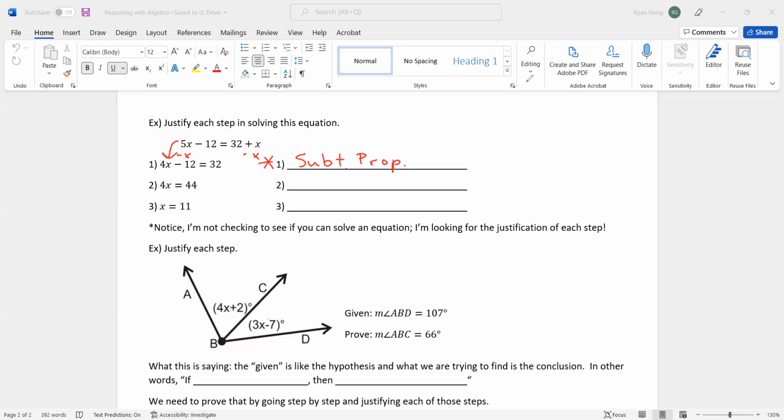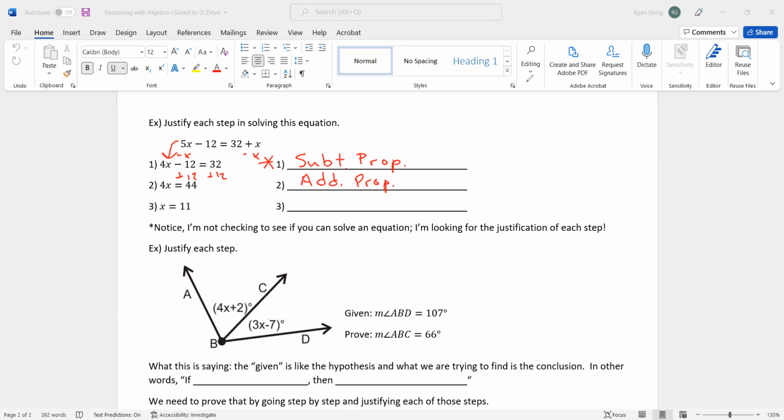Okay, continuing on with the proof. How do I go from 4x minus 12 equals 32 to 4x equals 44? Well, I would add 12 to both sides, right? So what is the property being shown there? Well, I'm adding a number to both sides. It's the addition property.